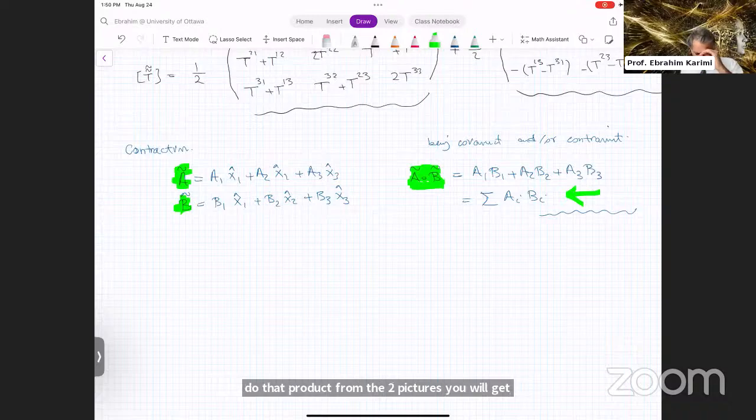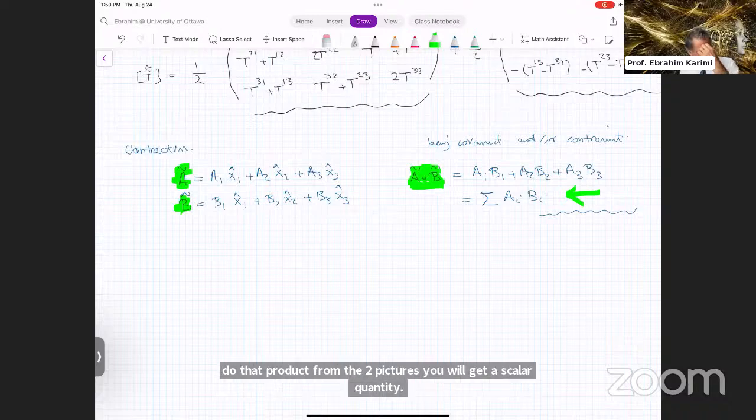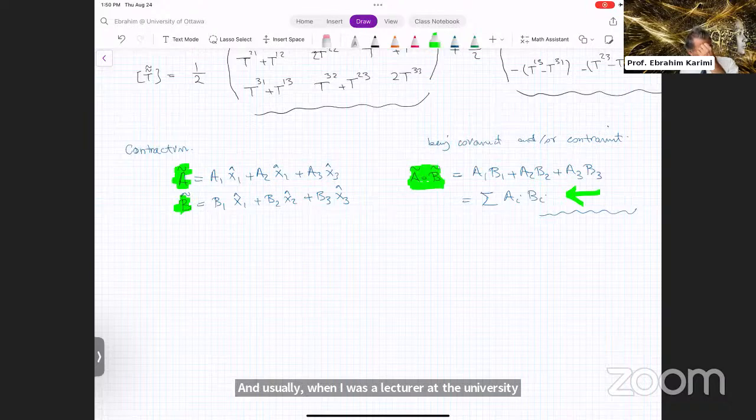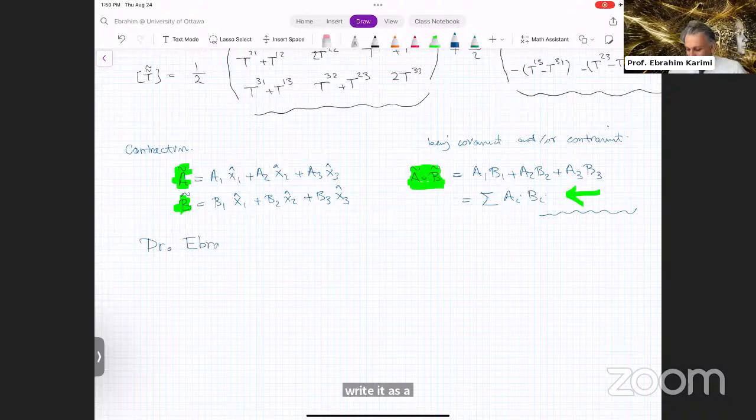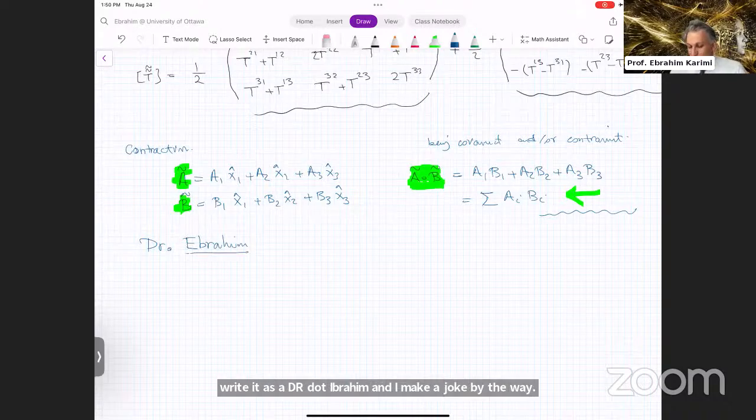And usually, when I was a lecturer at the university, some people called me Dr. Ibrahim, and I would say, well, don't call me Dr. Ibrahim, because usually you write it as Dr. dot Ibrahim. I made a joke at that time, and I said that, well, Ibrahim is a vector quantity. Doctor can be a vector quantity, and you have a dot product, and the result is a scalar.